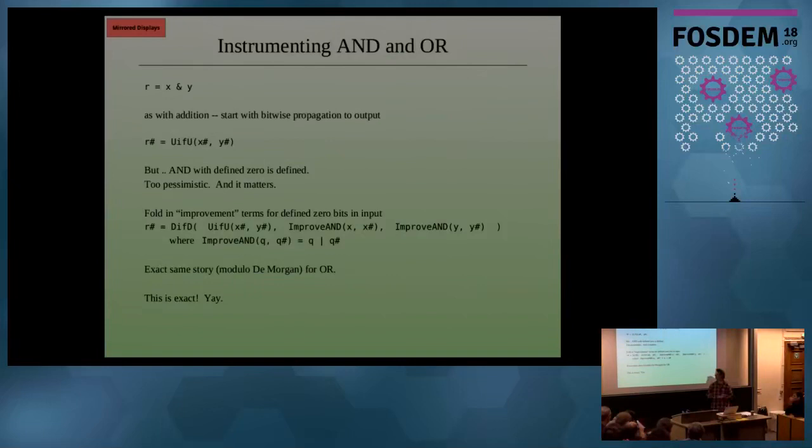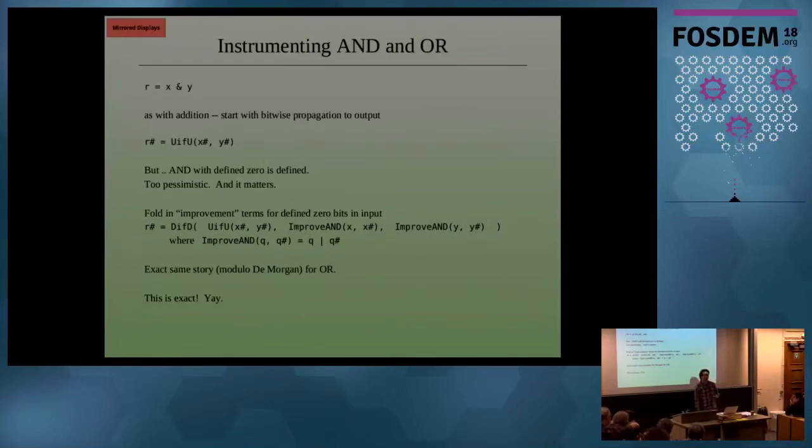At this point, I don't want to get too much into the maths, but what I want to show is that we're going to take our initial naive simplistic term, and then we're going to improve it by using defined-if-defined, and we're going to generate two improvement terms from the operands, which tell you where you have defined zeros in the input.